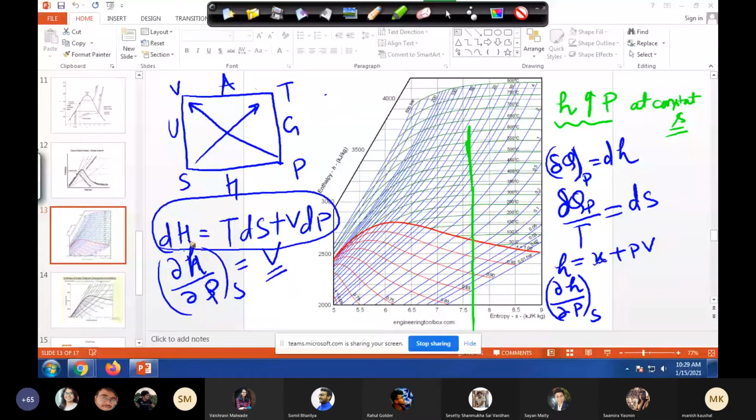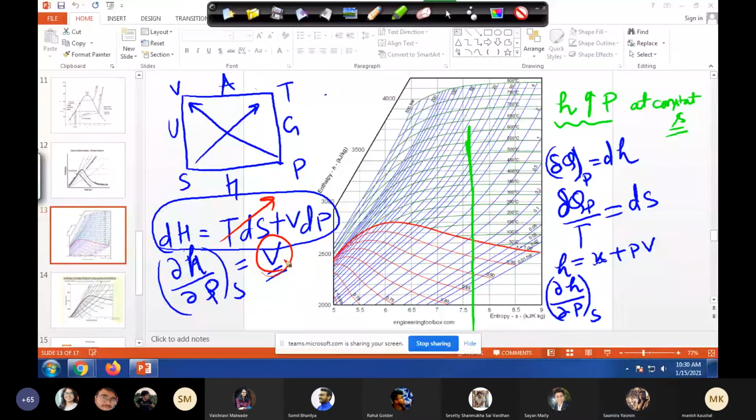Even if you don't have this diagram, we can derive this, and we'll do that right now. But before that, assume that this is correct: dH is TdS plus VdP. We'll try to reach this relation without what I have drawn. So what will be ∂H by ∂P at constant S? When you are saying constant S, this term has gone, right? So ∂H by ∂P at constant S is coming out to be V. And volume is a positive quantity. So H has to increase with P.